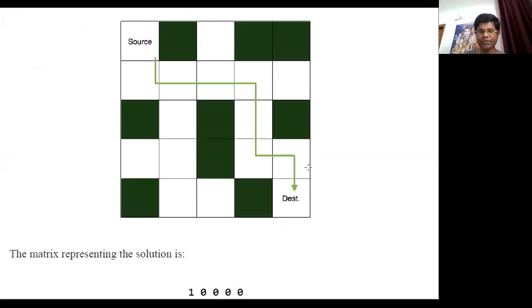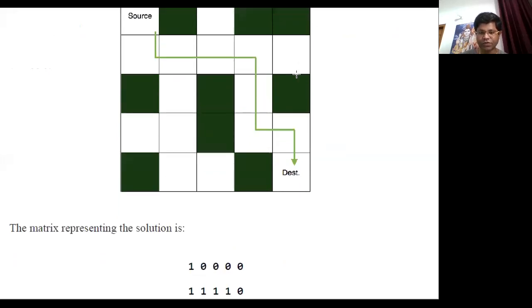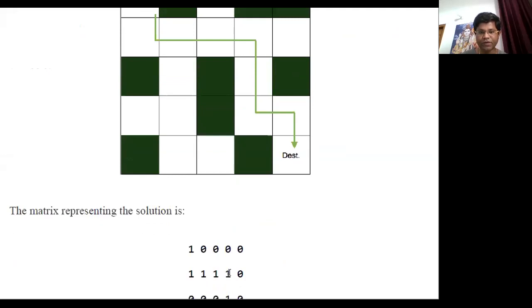You have been given a matrix. For this solution, our matrix will be, for the first row, our movement starts from 1 and all the other cells are blocked because we only move from the source cell. So the entries are 1 0 0 0 0. For the second row, we move from here, here, here, and here. It means the entries are 1 1 1 and 1. We can't move here, so its entry is 0. So for the second row, the entries are 1 1 1 1 and 0.